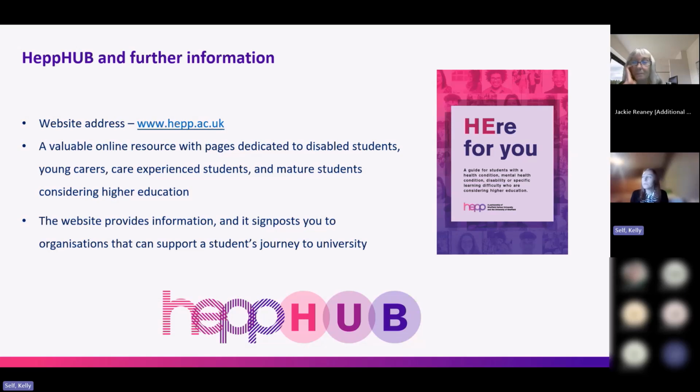It also helps with the questions you might want to ask if you are going to an open day, for instance. And I would recommend that students that are thinking of going do go to an open day, because you will be able to talk to the disability service within those institutions to find out a bit more about what support there is on offer at those institutions.